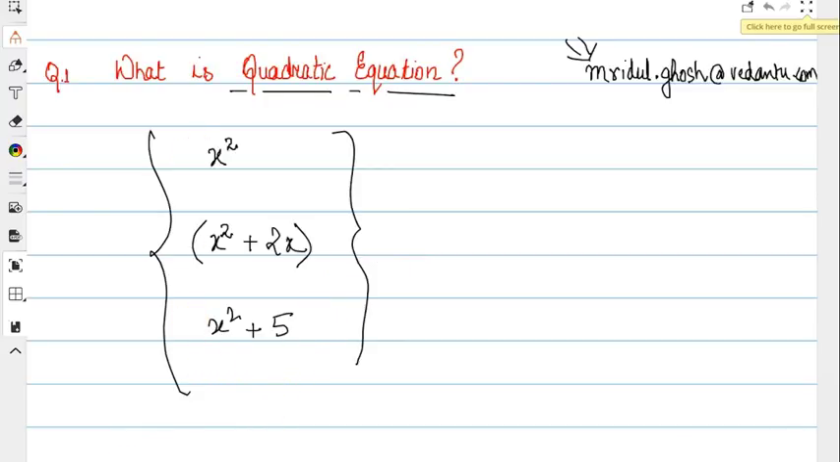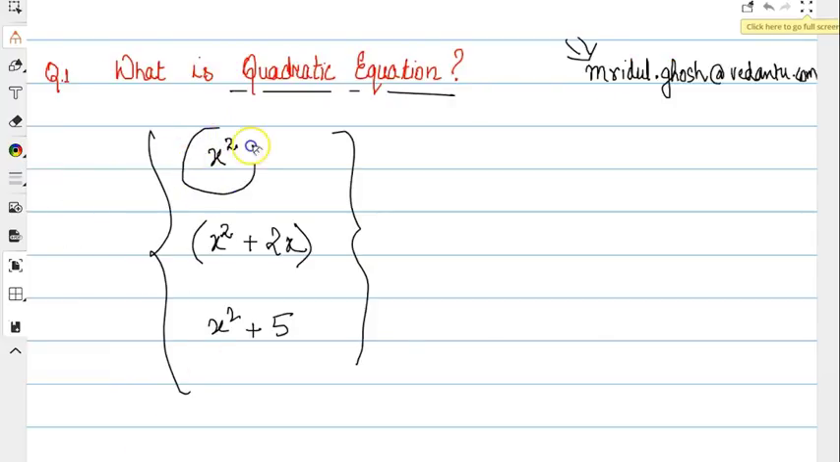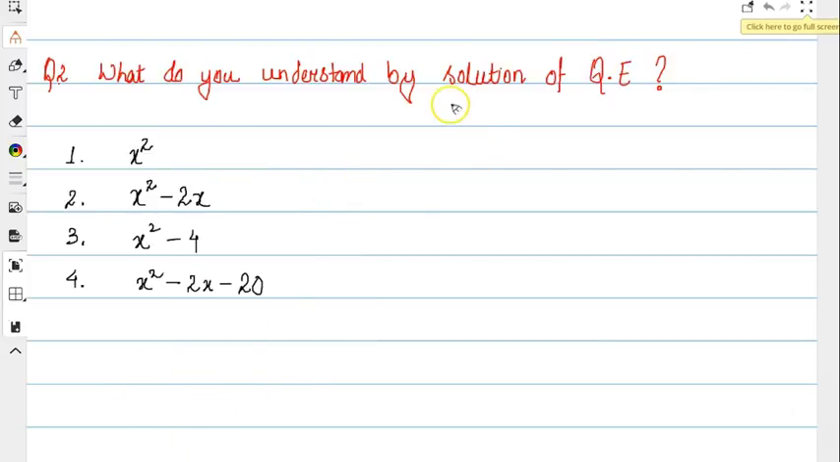Now since we have understood what a quadratic expression is, let us go to the next part: what do you understand by the solution of a quadratic equation? Now this is very important. Suppose I have a quadratic expression x squared. Now if I ask you what is the solution of this, what do you mean by this? You know how to do this, but what does it mean? It means the value of x. So suppose x is the variable of this particular quadratic expression. So the value of x for which the expression becomes 0.